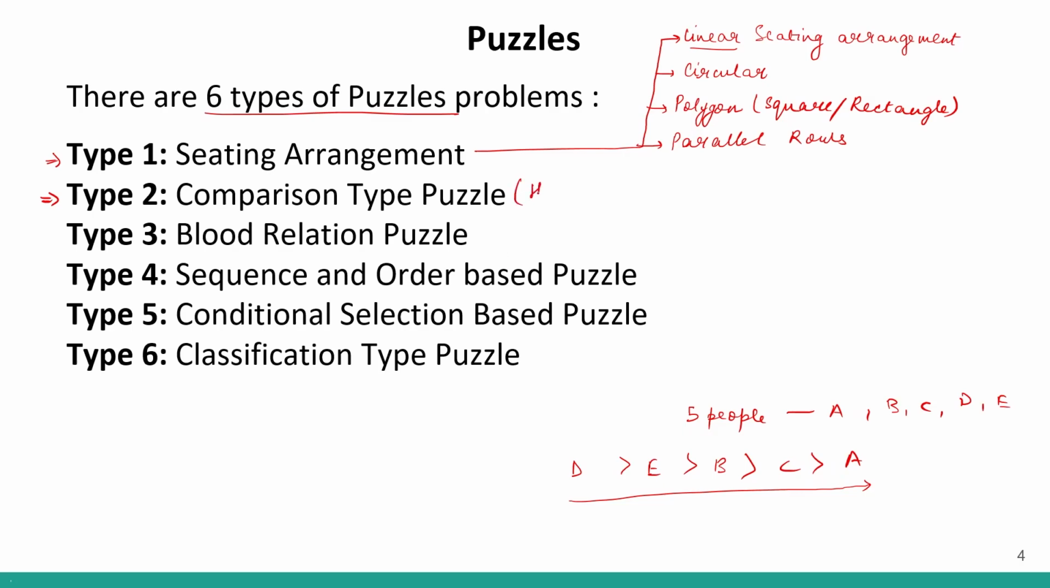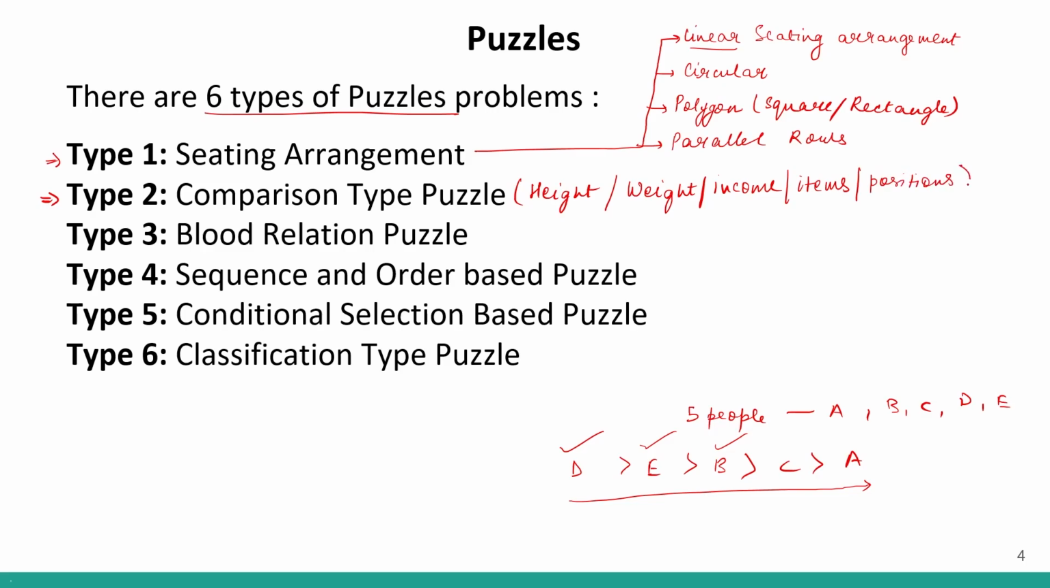In a comparison type puzzle, you can compare on height. There can be many factors. You can compare based on height, weight, or income. You can compare based on the number of items a person has. For example, there are five friends, each has a different number of pencils. D has more pencils than E, E has more than B, and so on. Different items, different attributes you can have. You can compare based on different positions also.